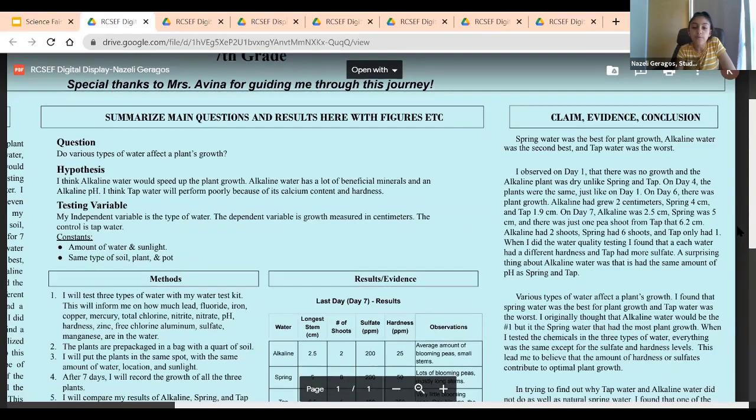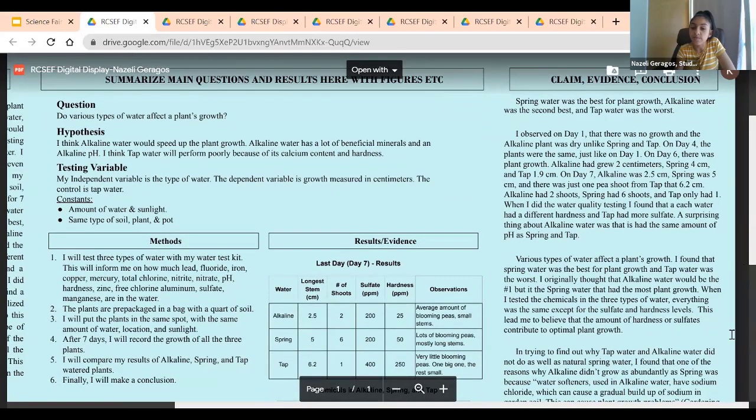My conclusion for my project was spring water was the best for plant growth, alkaline was the second best, and tap was the worst. My original thoughts were that alkaline would be the best, spring would perform average, and tap would be the worst.